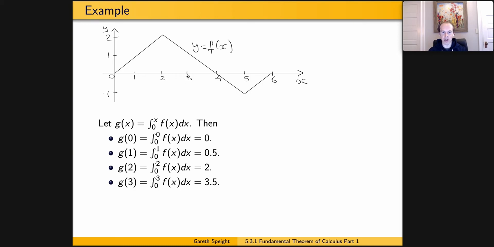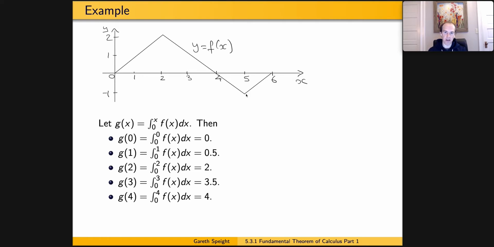For instance, if we go from 2 to 3, we get a new area that's a square, which is 1 by 1, and a triangle, which is 1 by 1. So we are going to get an extra area of 1.5. So g of 3 is 3.5. g of 4, we have to add on an extra triangle that's 1 by 1. So we add on an extra area of 0.5. So we get 4.